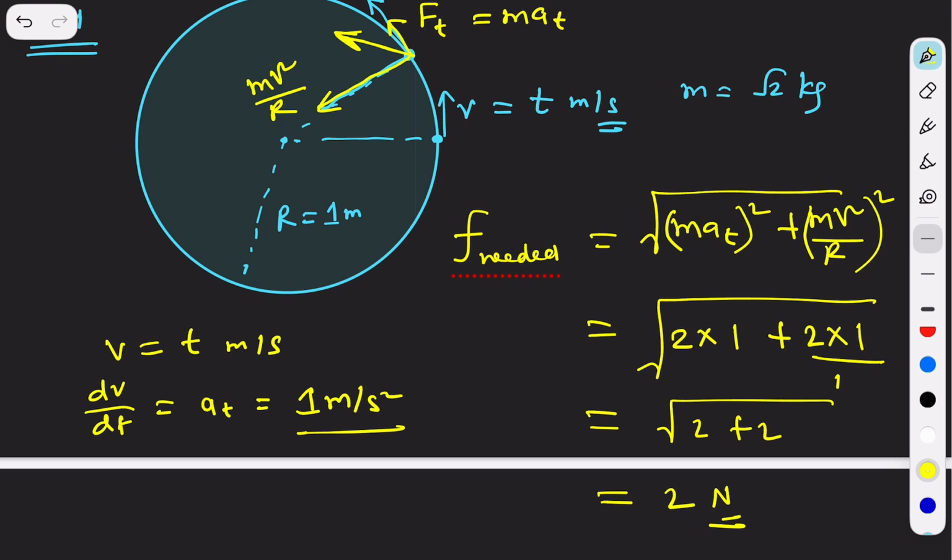So how much friction will be provided? That will also be 2 Newton only. Friction provided will also be 2 Newton only.